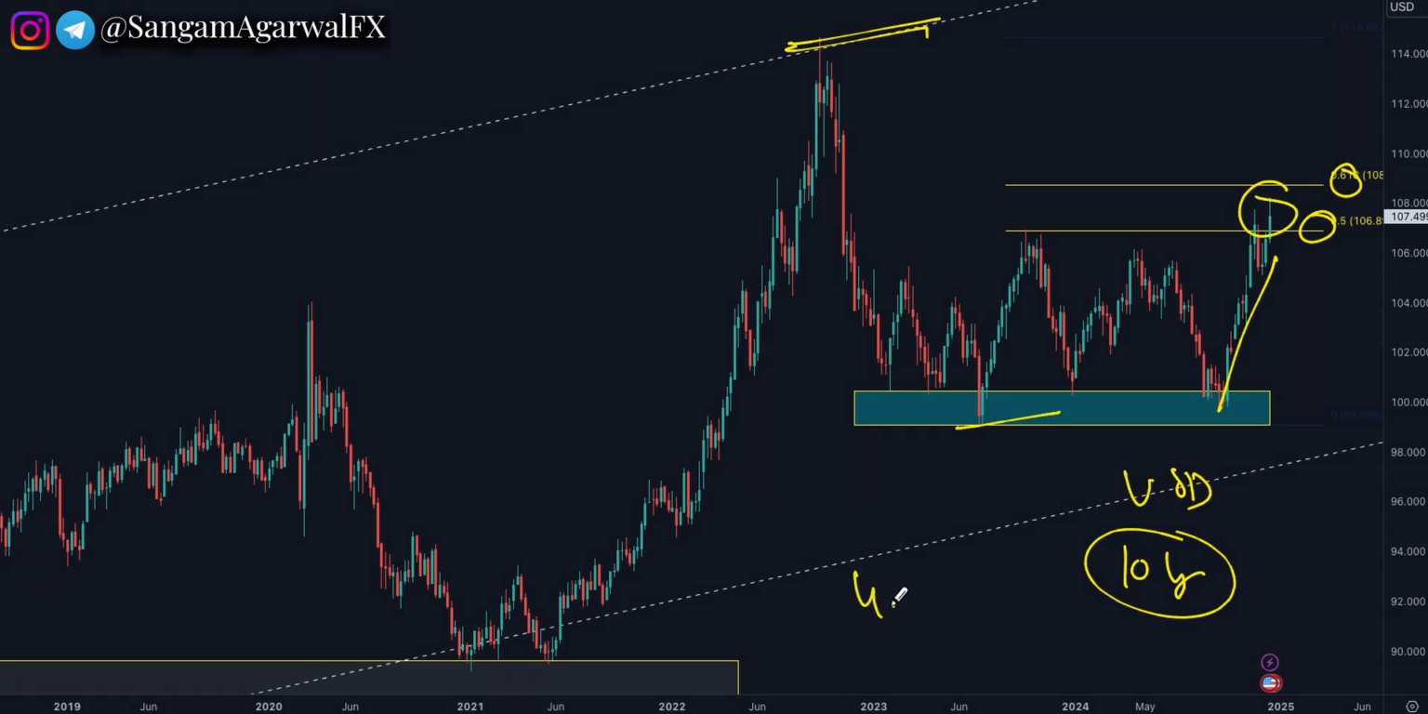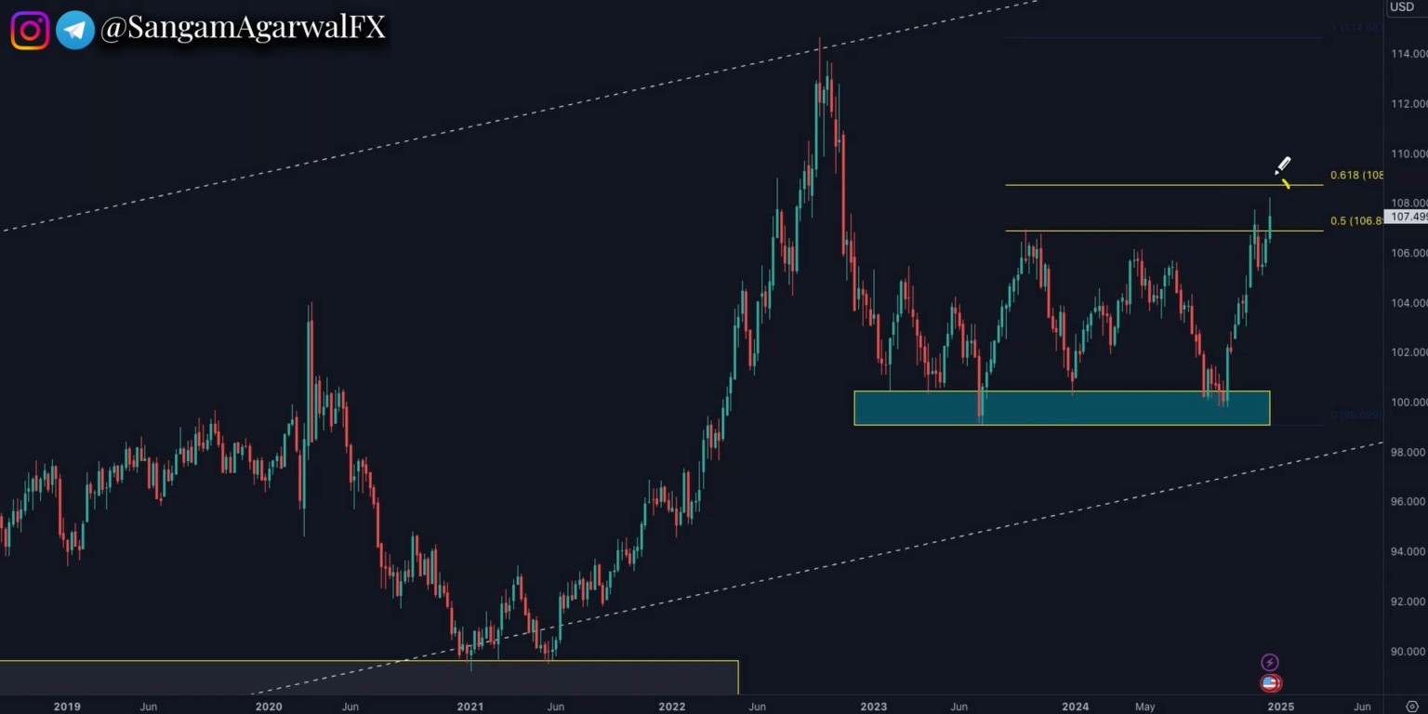That means more than current Fed interest rate 450. That will be highly overbought for dollar index. That means this entire area 106 to 108 is your resistance zone. And once correction starts, let's see how low it goes.